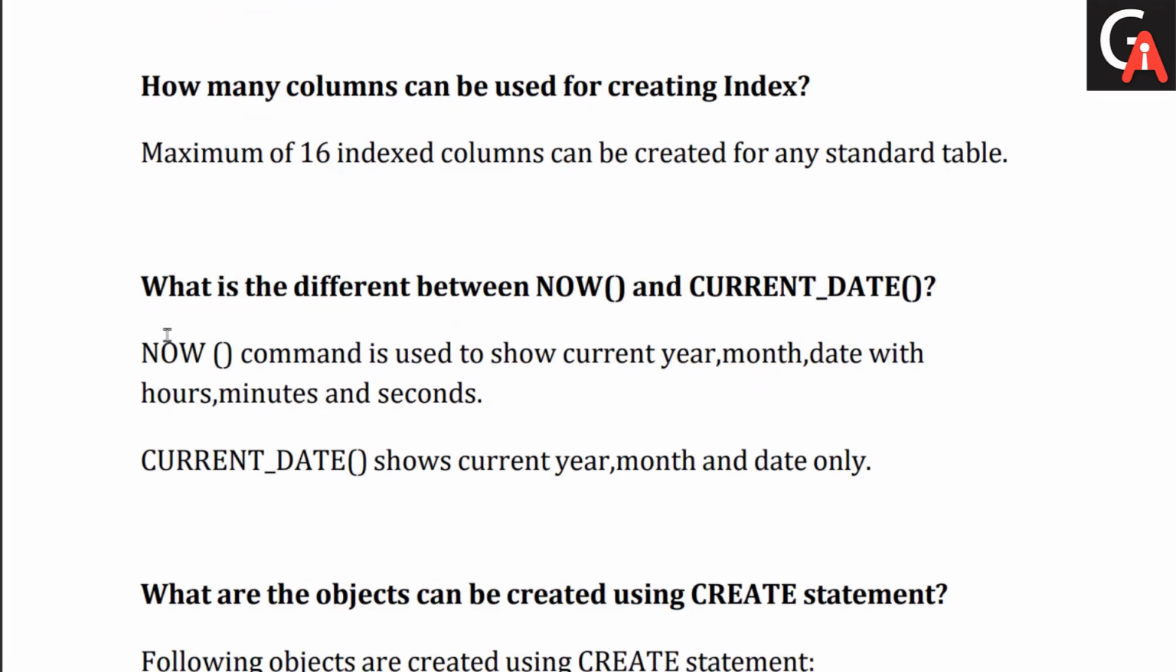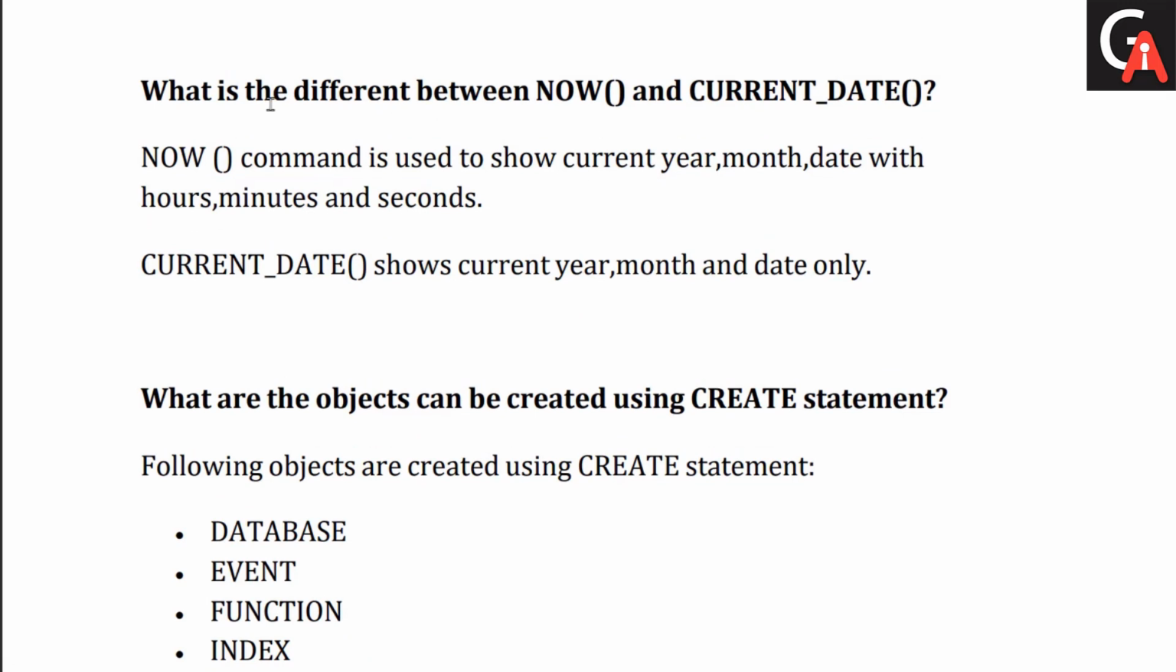Next, how many columns can we use for creating indexes? A maximum of 16 index columns can be created for any standard table, so we can use 16 columns to get indexed in the database. What is the difference between now and current date? These questions we have seen in previous sessions also. Now takes the date time data, and current date takes the date only. This is the only difference between now and current date.